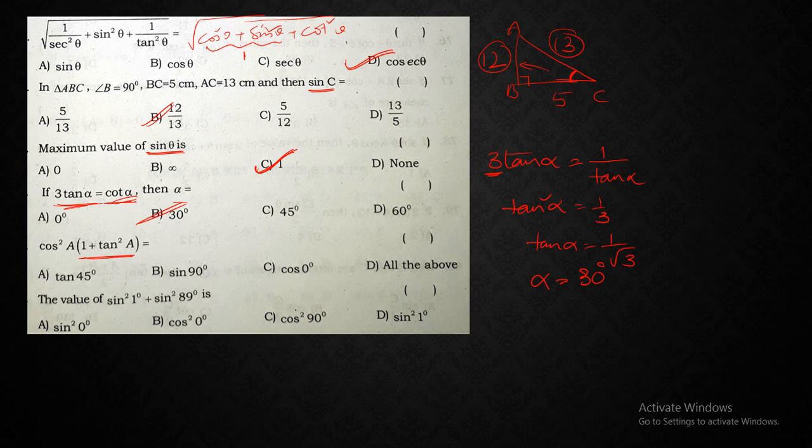Next, 1 plus tan square A. So how can you write 1 plus tan square A? We can write it as secant square A. Cos square A into secant square A is 1. So 1 means tan 45 is 1, sin 90 is 1, cos 0 is 1. So that means all are correct.